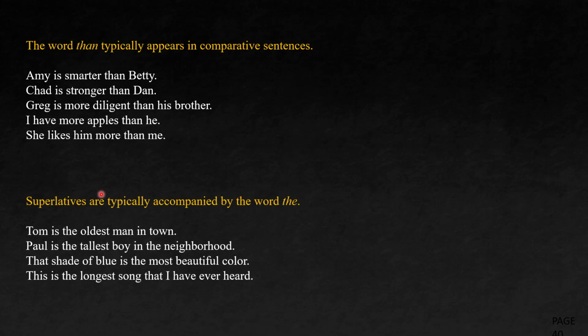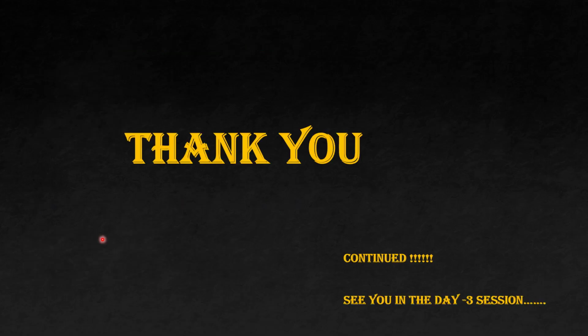Next, superlative. When it comes to superlative, it is accomplished by the word the. If we have the here, it will become the most. Tom is the oldest man in the town. Paul is the tallest boy in the neighborhood. That shade of blue is the most beautiful color, we can say. This is the longest song that I have ever heard. Like that you can create the sentences.